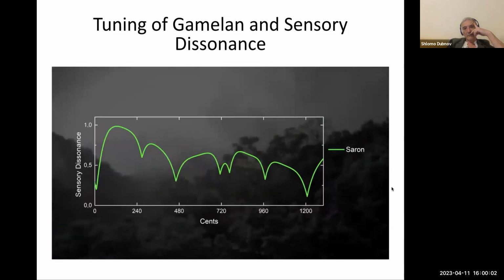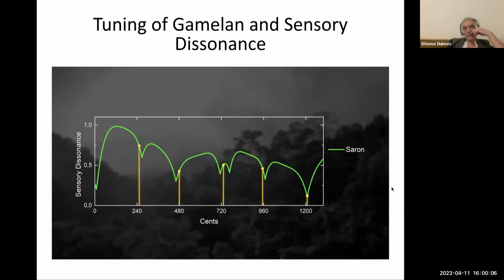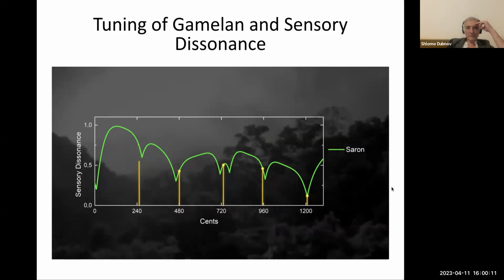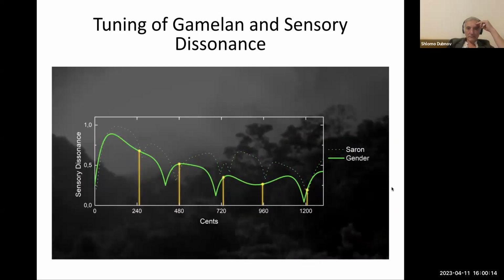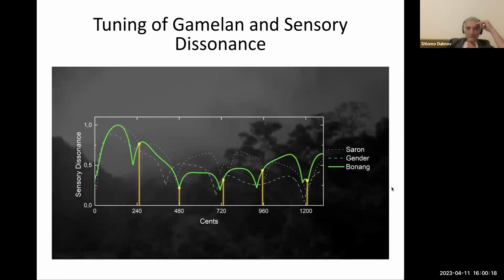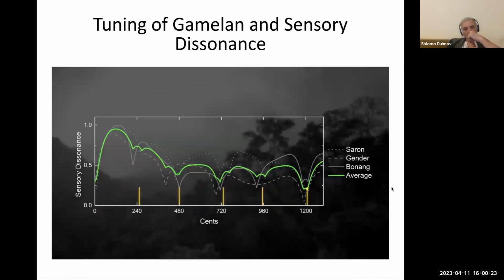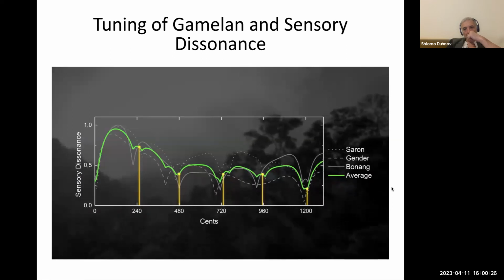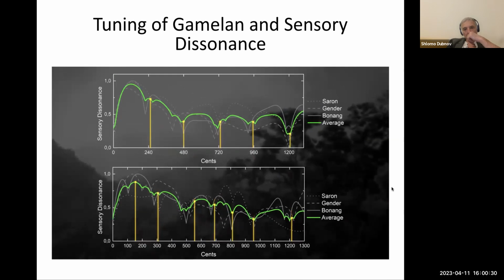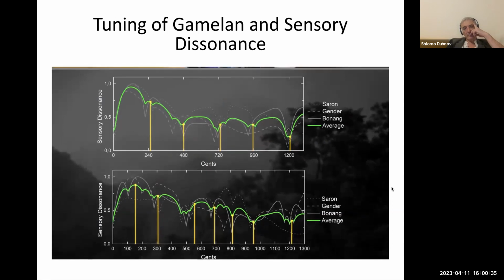So this is what we get for saron tuned to slendro. We can clearly see that the dissonance curve correlates very well with the actual slendro tuning this particular gamelan is tuned to. The same thing can be done for genda and bonang. Different instruments give different dissonance curves, but with dips roughly at the same places. Averaging between all dissonance curves, we clearly see that it corresponds well to the notes of slendro tuning. The same thing can be done for instruments tuned to pelog, where we see the same correlation.